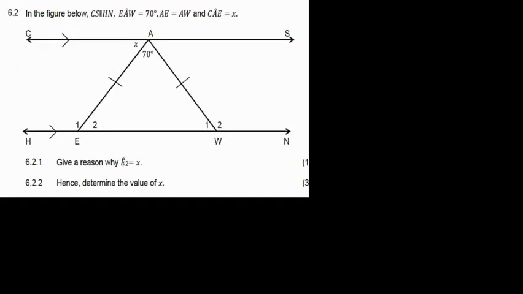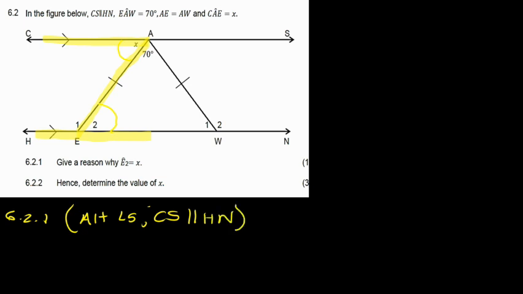Okay, guys, let's look at this question. This question says a couple of things. It says that CS is parallel to HN. They're also telling us that EAW is 70 degrees, that AE is equal to AW, and that CAE is equal to x. Then they ask you to give a reason why E2 is equal to x.